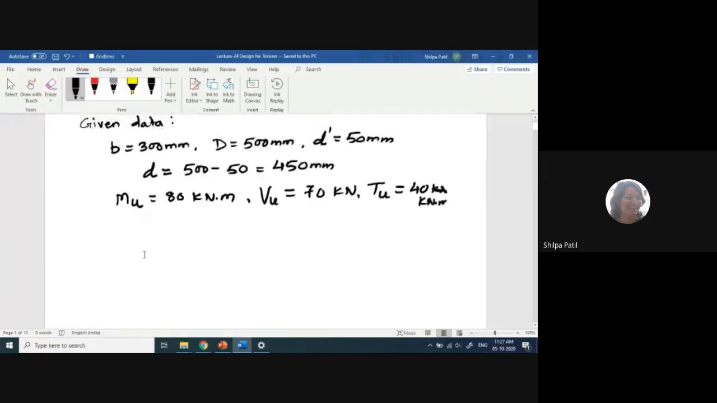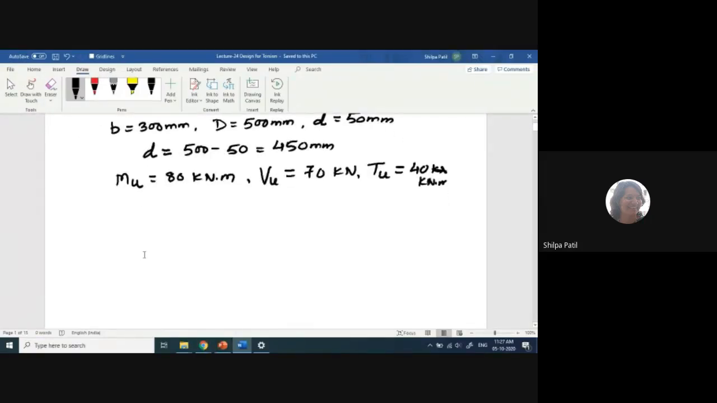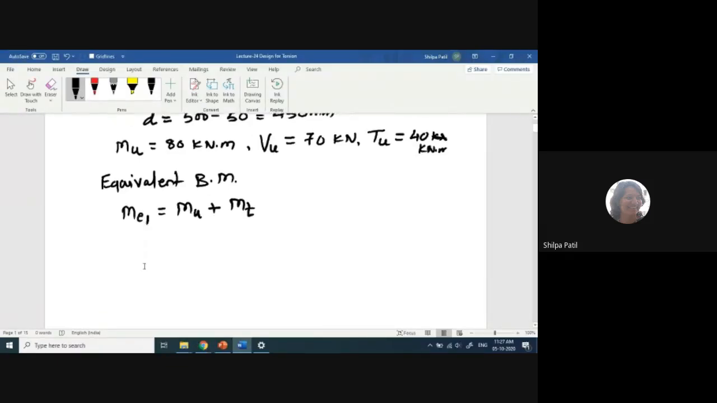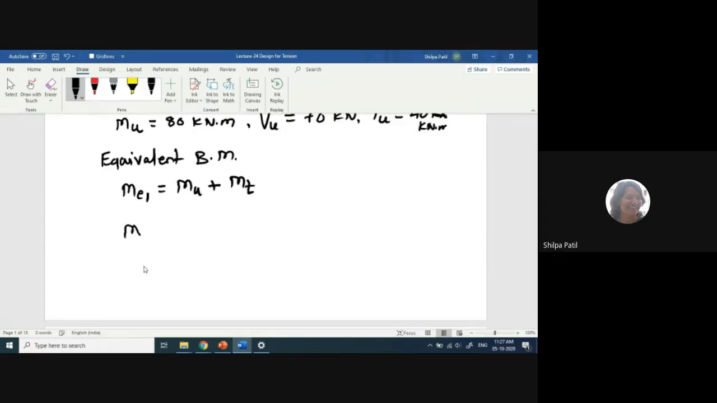The first step is to calculate the equivalent bending moment. I will write it down here: equivalent bending moment, which is denoted by Me1. The formula is simply Mu plus Mt. We have to find Mt now. What is the formula of Mt? Mt equals Tu into (1 plus D by b) upon 1.7. Is it correct?